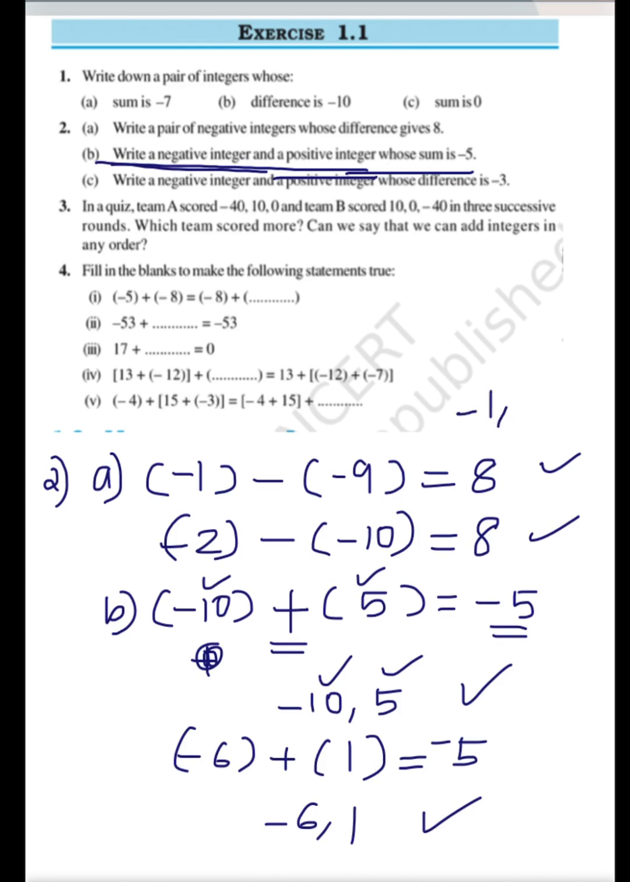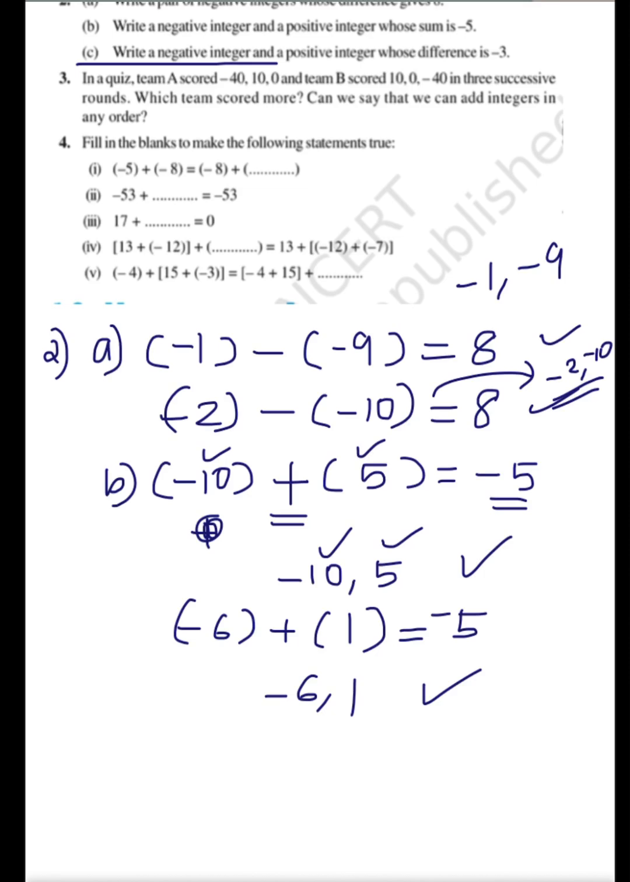Here also you can write the pair. The pair is minus 1 and minus 9. And what about this question? Here the pair is minus 2 and minus 10. You can write the answer as a pair. Understand? Now let's see C.